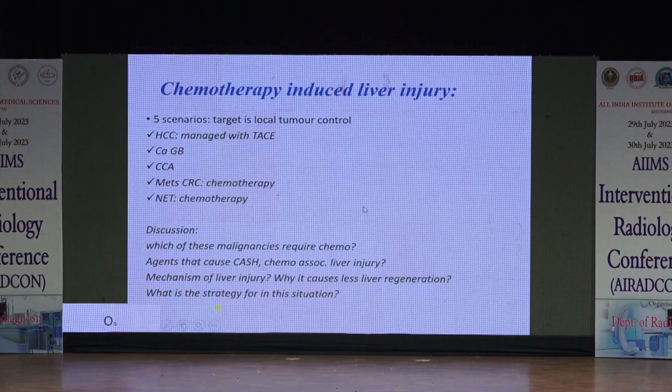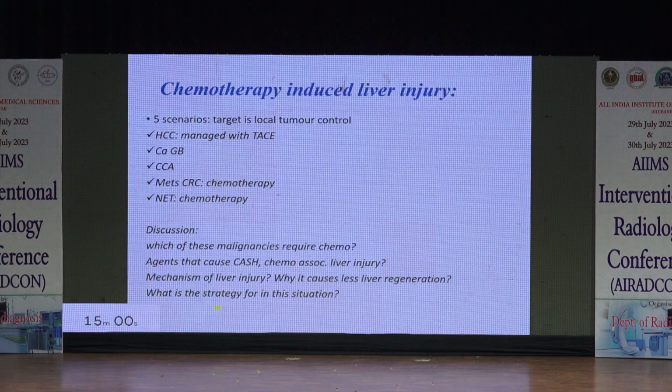So there are certain malignancies. We are basically dealing with 4 malignancies while doing portal vein embolization. One is an HCC patient who is to undergo a right lobe resection with an inadequate FLR, or a carcinoma GB patient, or a cholangiocarcinoma patient, or a metastatic colorectal cancer, or for this case, the last case we described was a neuroendocrine tumor. So my question to Dayanand sir will be, which of these malignancies require a systemic chemotherapy, which of these require a localized chemotherapy, and what are the agents that can cause chemotherapy associated liver injury, and in those situations what should we do?